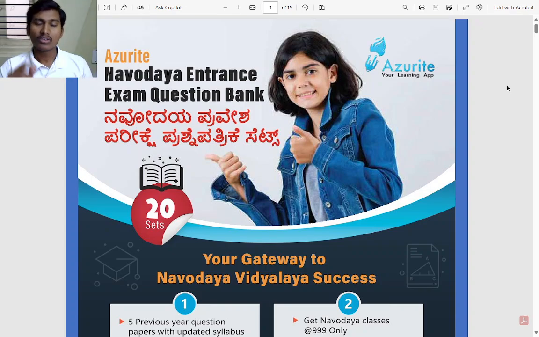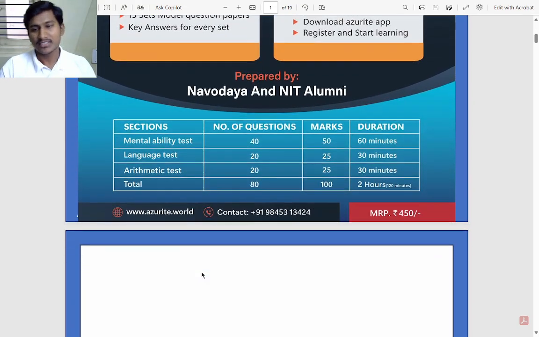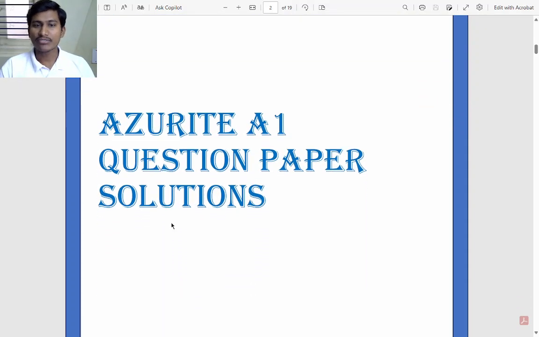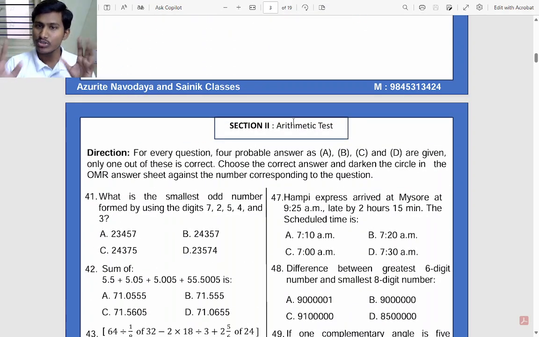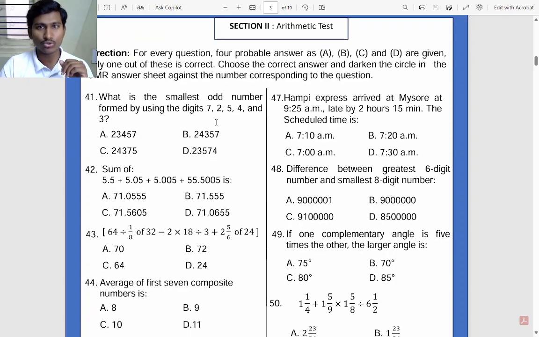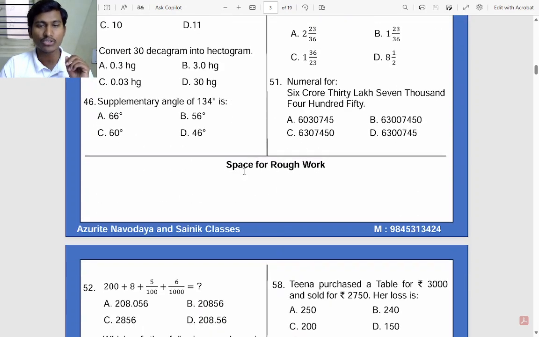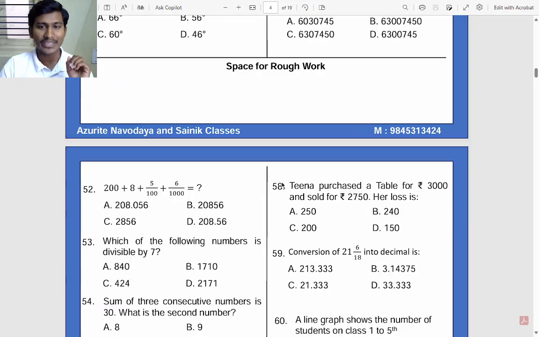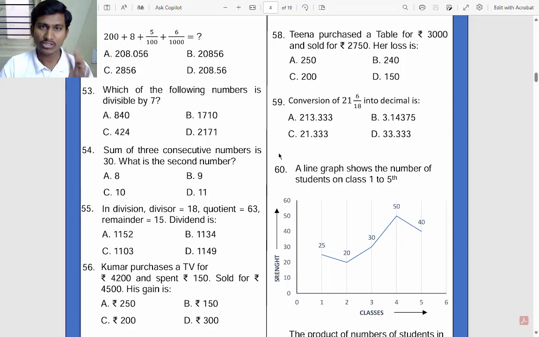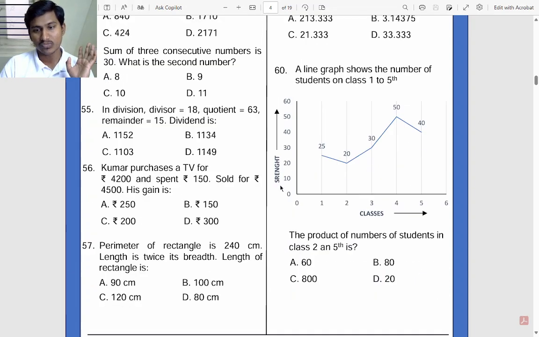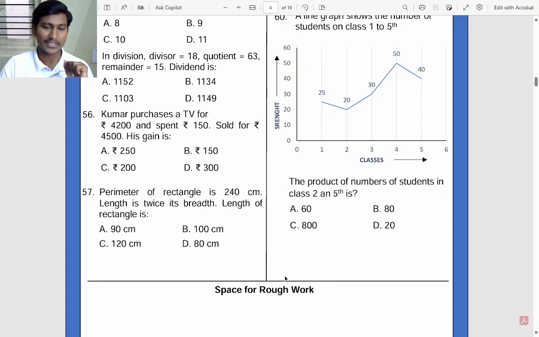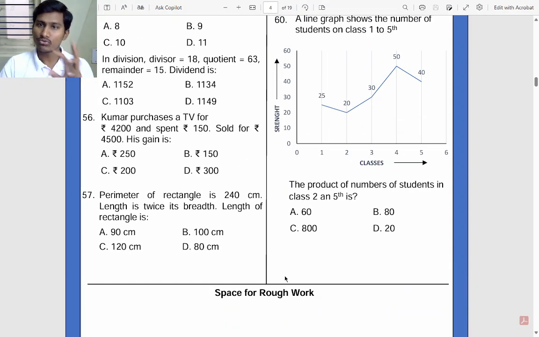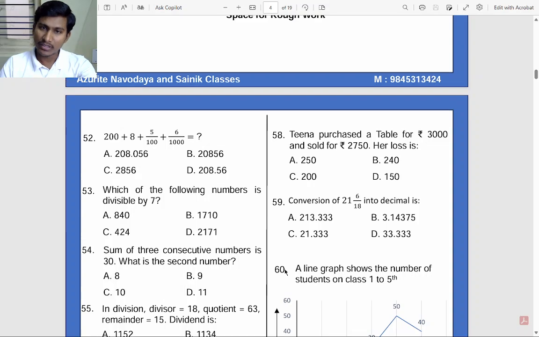So let us solve the first question paper, right? That is A1. We have prepared the A1 question paper. So here, this is how the question paper looks. You have to work in this space or in the space given below for rough work, as I just told you. There will be 20 questions from 41 to 60. These two pages are for maths. Okay, so now we will see the solution for the A1 paper.